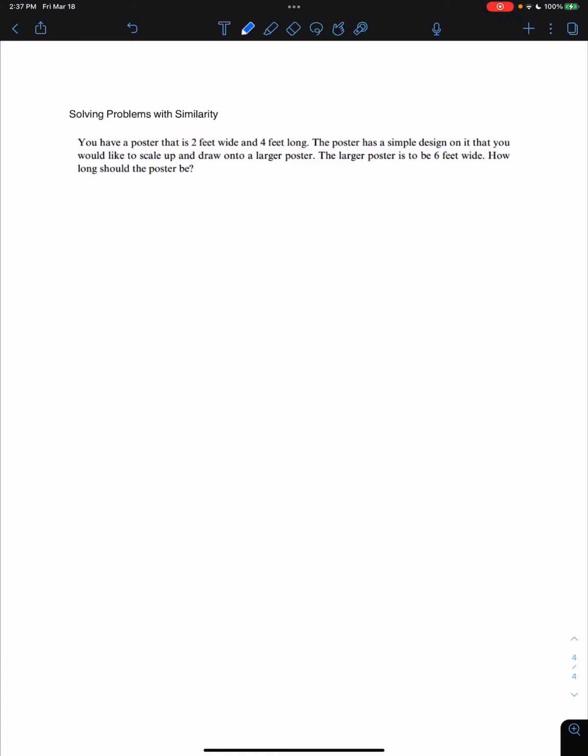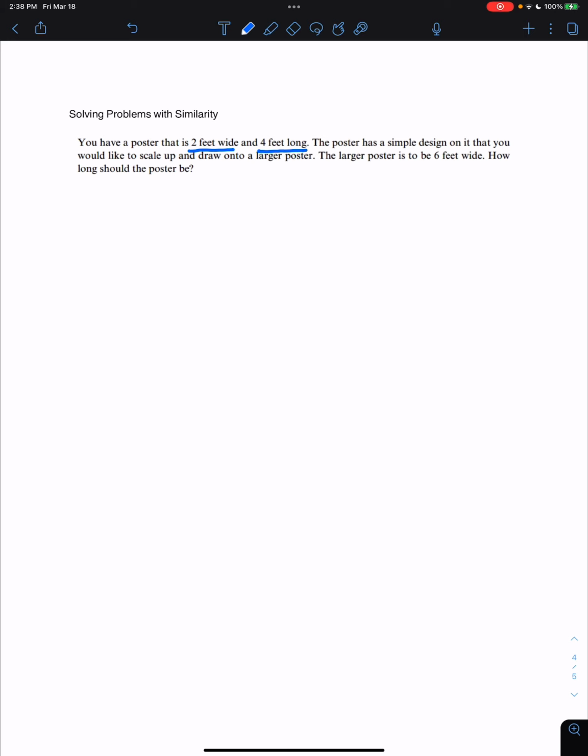Now that we have these two methods for solving problems with similarity, I want to give you another example, and I'll show you both methods and how you can use them to solve other problems. So in this case, we have a poster that is 2 feet wide and 4 feet long. The poster has a simple design on it that you would like to scale up and draw on a larger poster. And by the way, this is how actual artists do this.